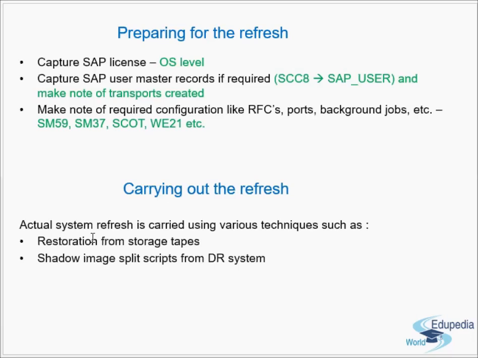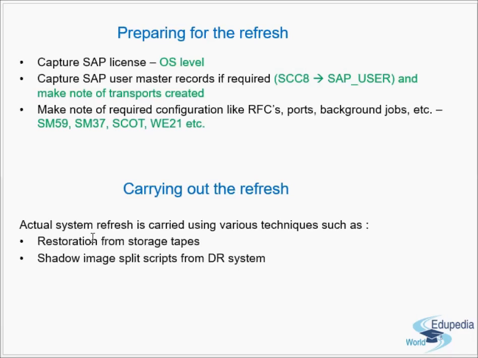So, preparing for the refresh: first, you capture the SAP license. You log into the OS level using SID-ADM and capture it. Next, you capture the SAP user master records, which is done from SCC8. The user master records are exported at the OS level, 3 transports are created, and later you will import back these transports. And all the other required system configuration like RFC, partner profiles, ports, jobs, everything, you have to take a note of.